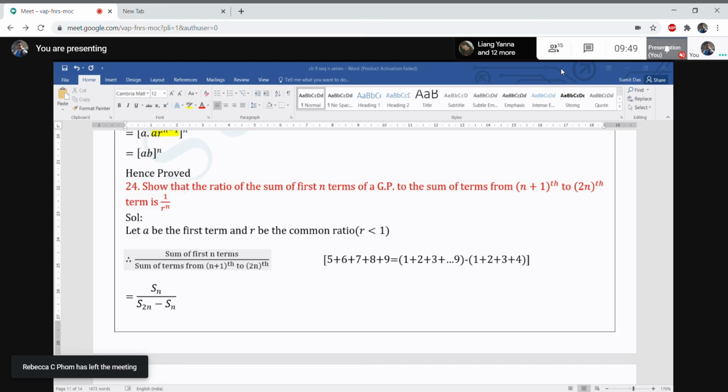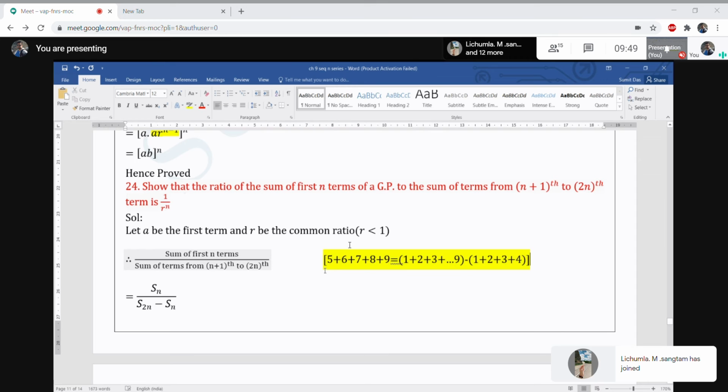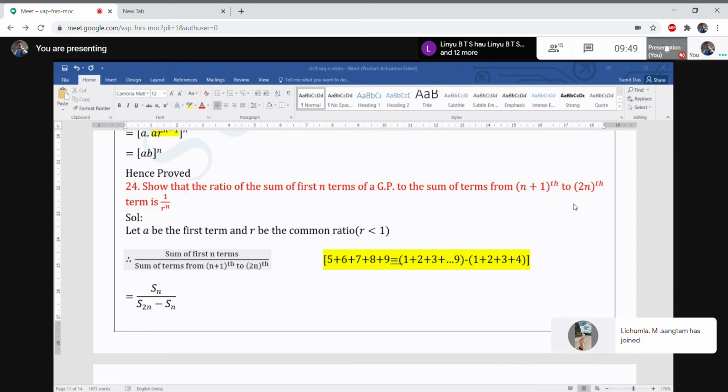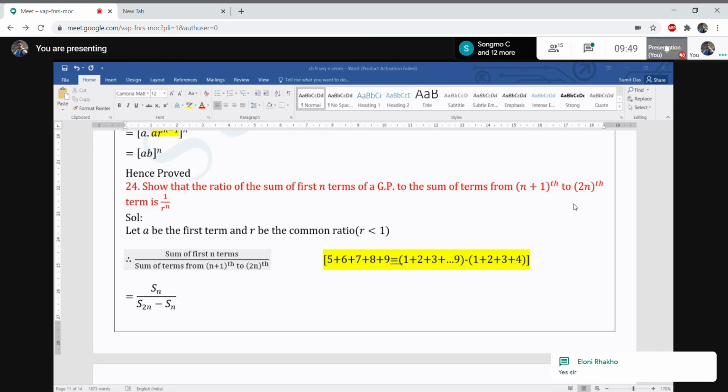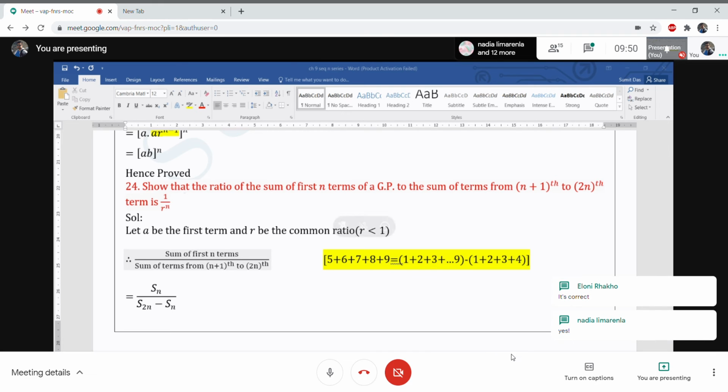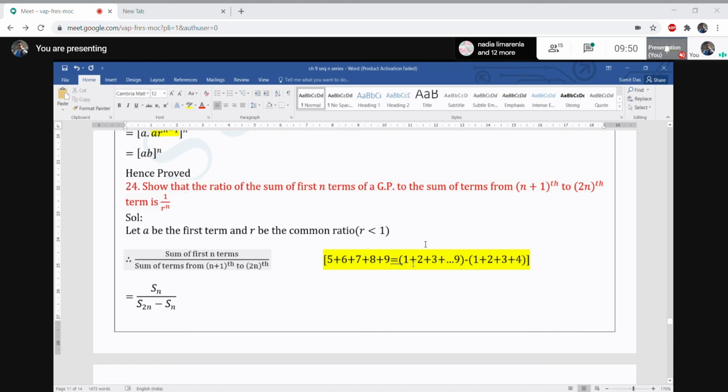I'm asking that we have to find this. I'm talking about this. We have to find 5 plus 6 plus 7 plus 8 plus 9. What I'm doing is adding 1 to 9, then subtracting the summation of 1, 2, 3, 4. Is it correct or wrong? Let me know fast. Okay, correct. Yes, it's correct. I did not tell you to add anything on both sides; I was asking whether it is theoretically correct.